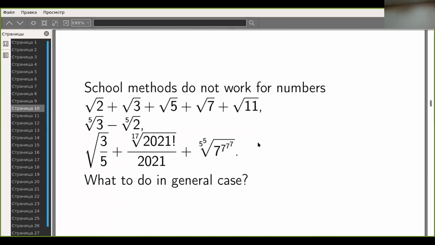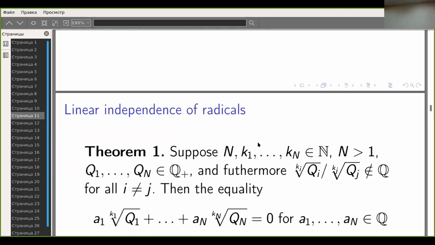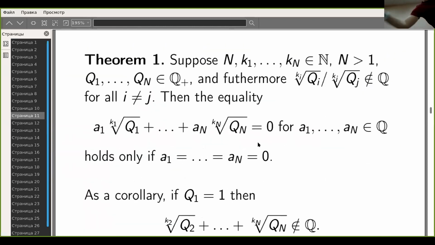But what to do with the other numbers? We can't square, and we don't know what to do. What to do in the general case? The answer is given by the following theorem, one of the main theorems in the project, Theorem 1.